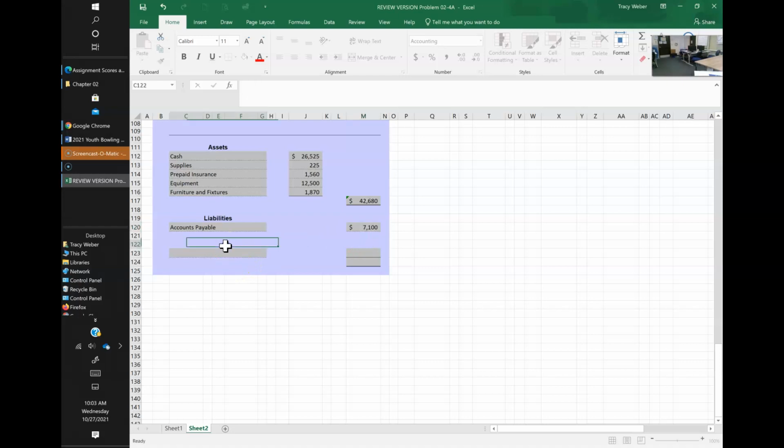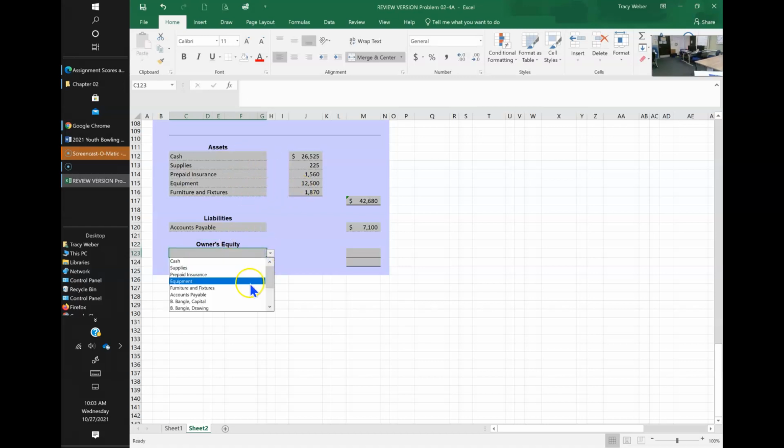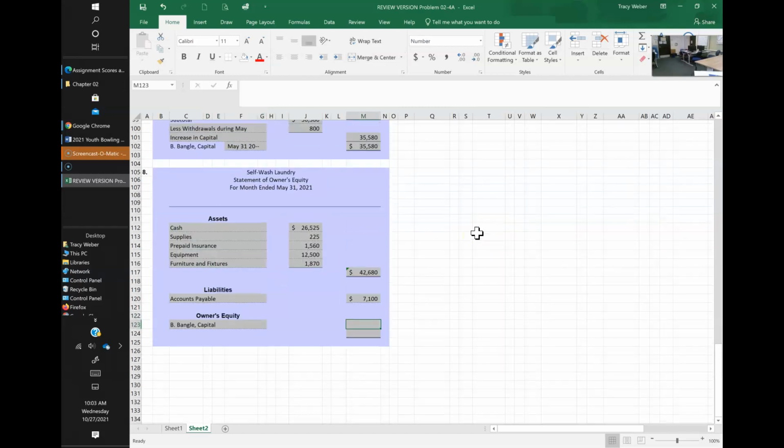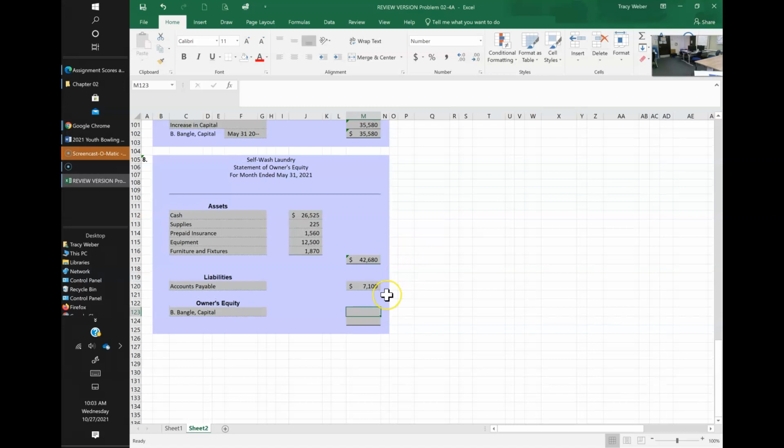Okay, then we have owner's equity, and again the balance sheet is simply the accounting equation, and this is our capital account, and we get this amount from our statement of owner's equity. So you could technically click here and go equal sign here. Okay, and then we enter a formula, we add liabilities and owner's equity, and if we did it all right, these two numbers should balance, and they do, and that's why we double underline them.